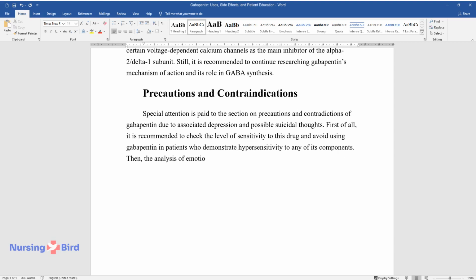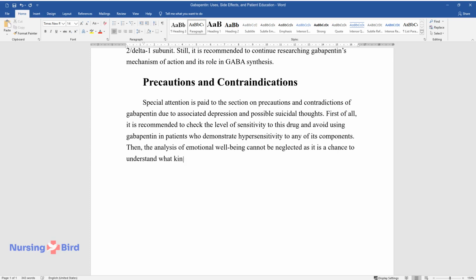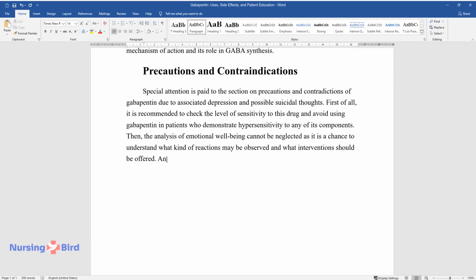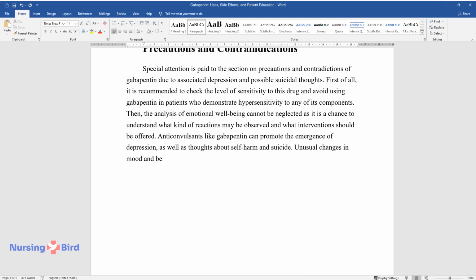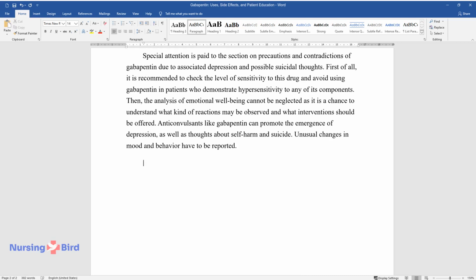Then, the analysis of emotional well-being cannot be neglected as it is a chance to understand what kind of reactions may be observed and what interventions should be offered. Anticonvulsants like gabapentin can promote the emergence of depression, as well as thoughts about self-harm and suicide. Unusual changes in mood and behavior have to be reported.